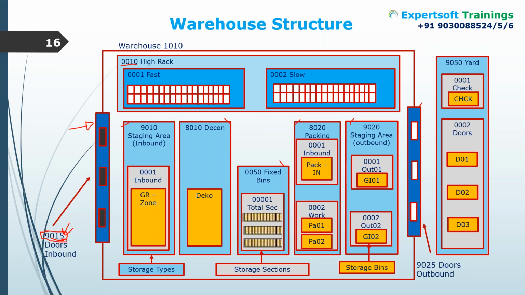Apart from that, there is another object called storage section. The storage section is a further subdivision of your storage type, like fast moving and slow moving. Here the storage staging area has only one storage section, that is 001. Likewise, this staging area has two sections, 001 and 002. And under that storage section, you have storage bins where you are going to store the actual product or the quant. So this is the structure of your warehouse.